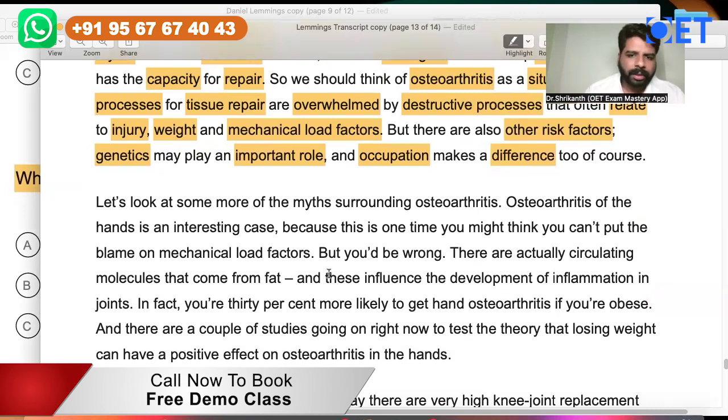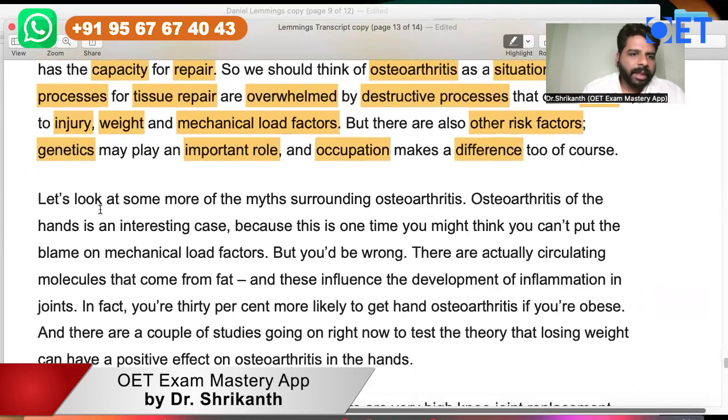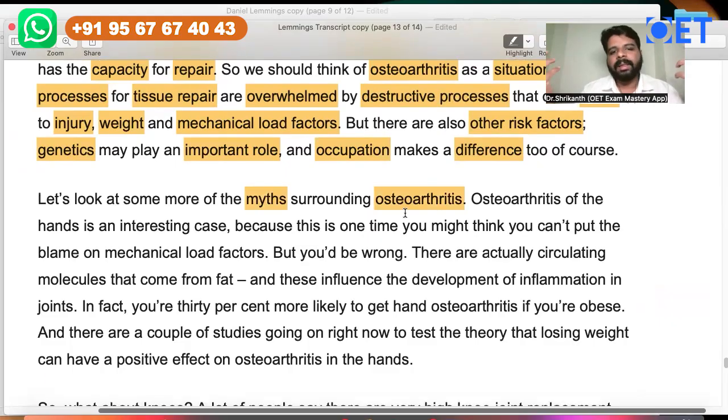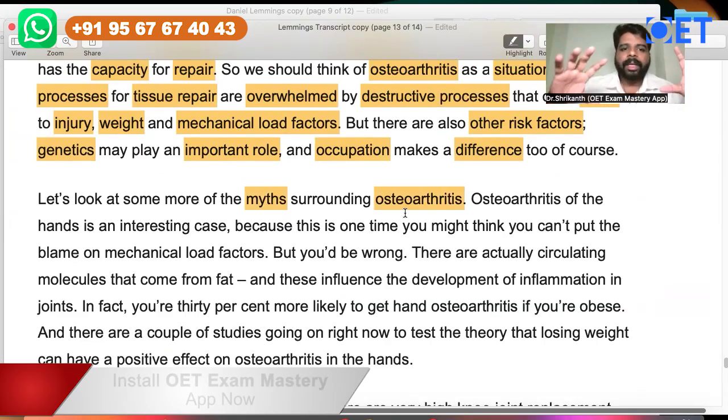Now let's take a look into the second question. It's a very tiny paragraph, but it's very, very complex. Okay, let's take a look. Now he's saying, let's look at some more of the myths surrounding osteoarthritis. So in the very first sentence he is talking about the myths. Myths basically means what? As I told you, assumptions. Okay, people, that is, it is baseless. Rumors, myths, assumptions is what we call all these kinds of things. So there are more myths.